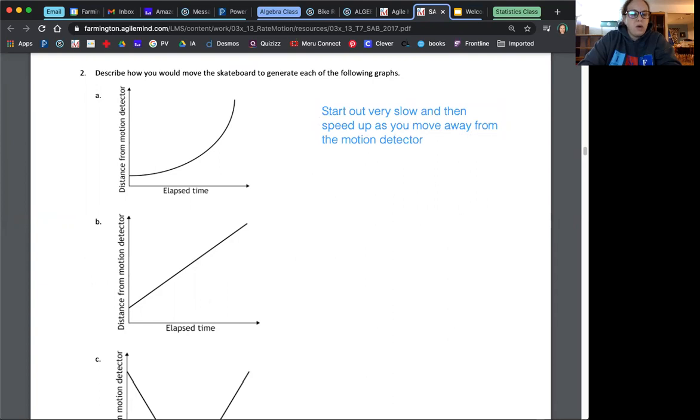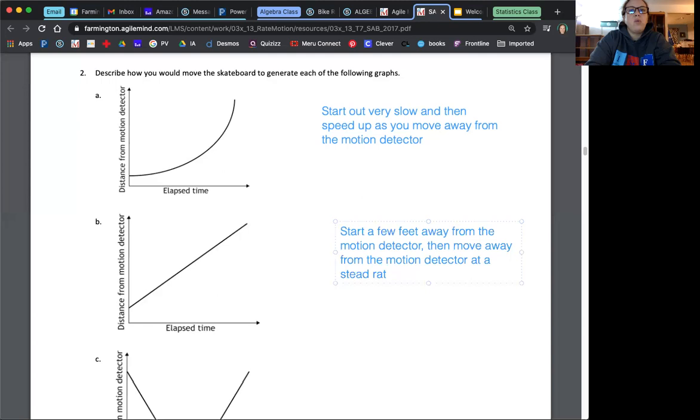Okay, the second one here, we should already be able to do it. So think to yourself before, or maybe pause the video and write your own description and then check it. So here we are, start a few feet away from the motion detector, then move away from the motion detector at a steady rate.